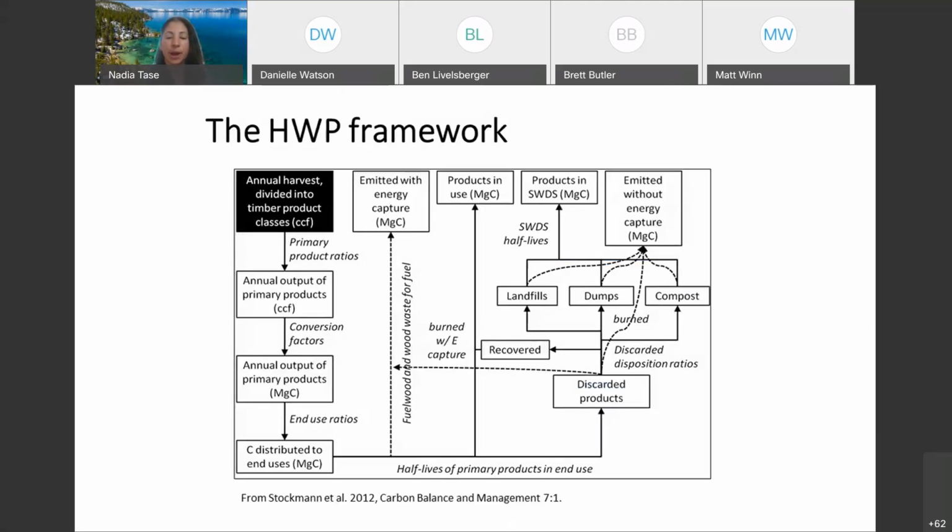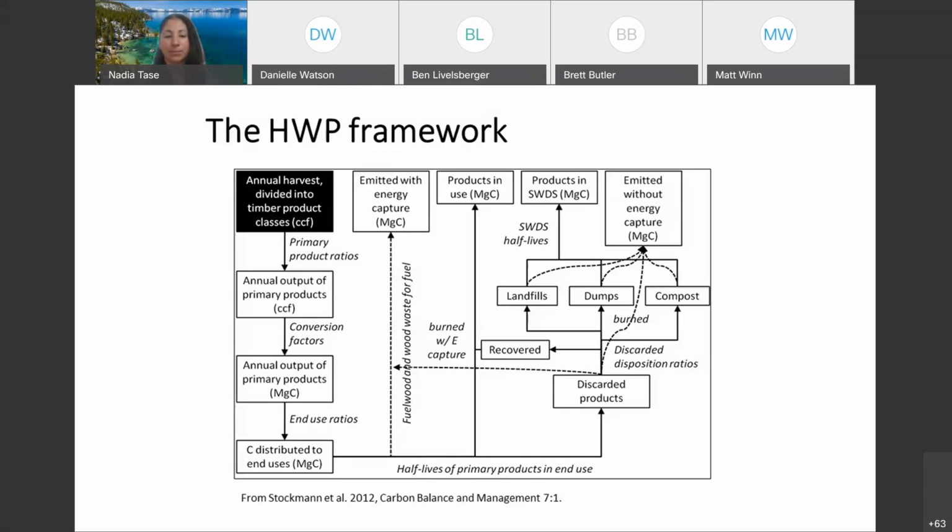And your timber products are then allocated to primary products using the primary product ratios. And so those primary products will be your lumber, veneer, plywood, etc. And then at that point, we are converting the volumes of primary products to carbon and then distributing the carbon to various end uses using the end use ratios. So the end uses will be categories like single family homes, furniture, packaging and shipping.